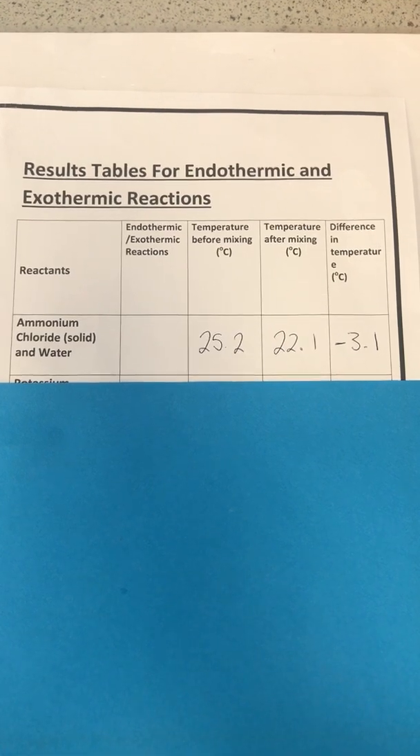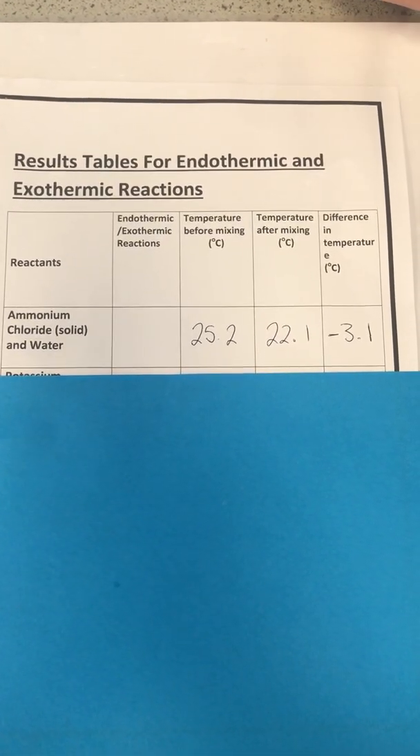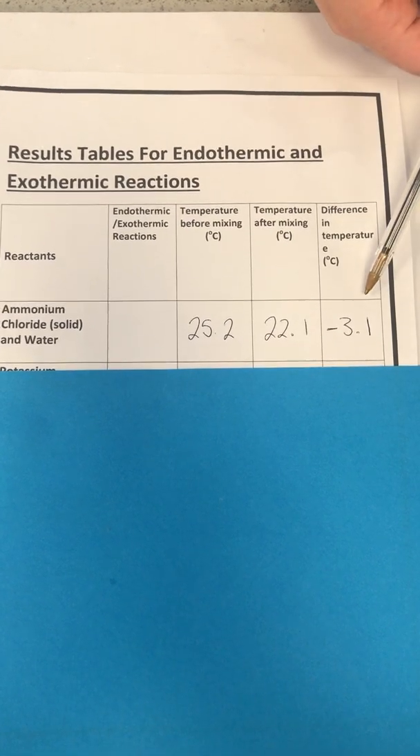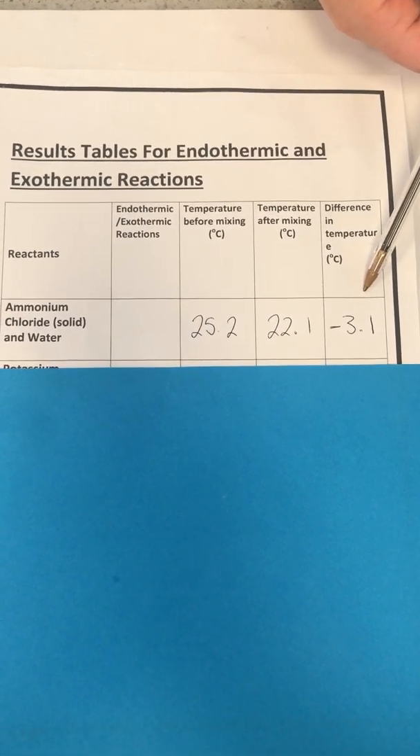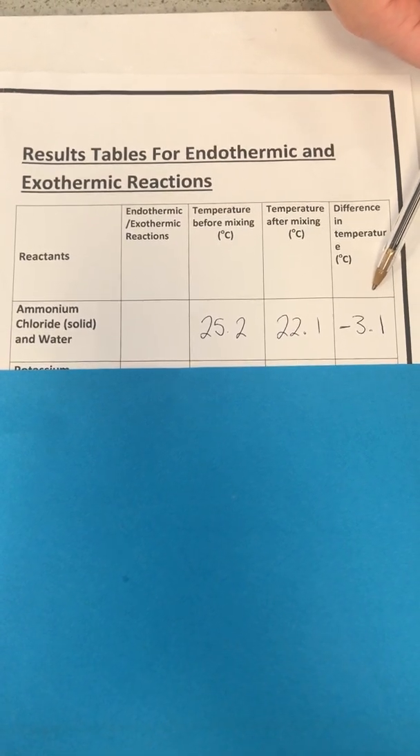Once we have the two temperatures, we need to take the difference in the temperatures. In this case, we have got the difference of minus 3.1. So that means the temperature went down in this reaction.